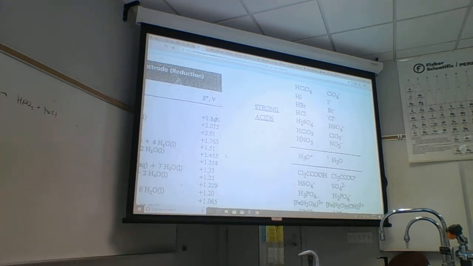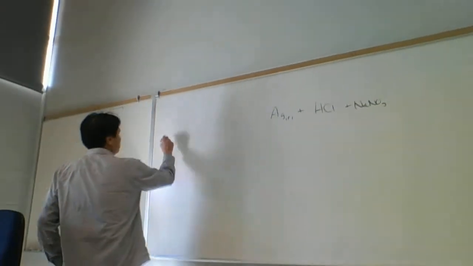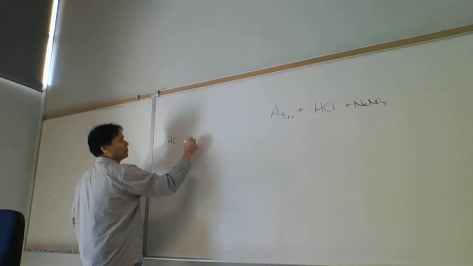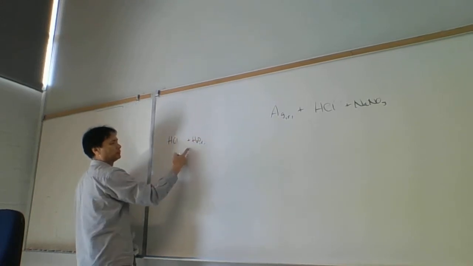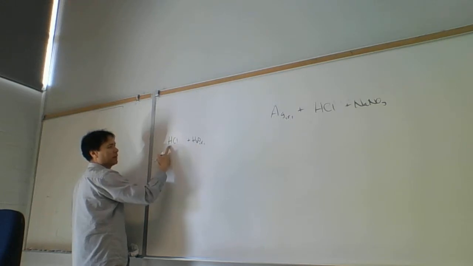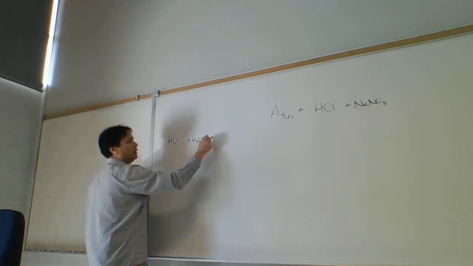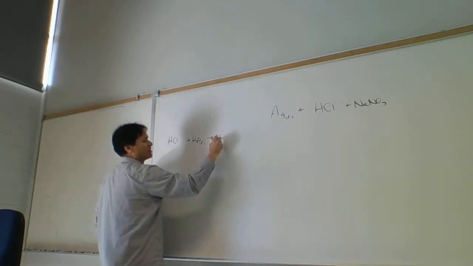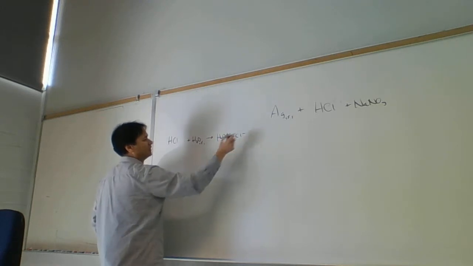When mixed in water, let's just do a quick aside for this. When mixed in water, what's pulling off the proton? Water. Water is going to be the base. Water is going to be the proton taker. So this is the acid. And so what we're going to end up with is hydronium and chloride.